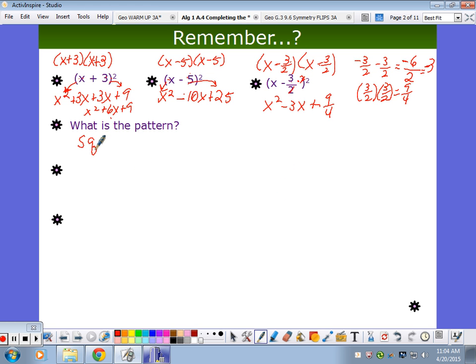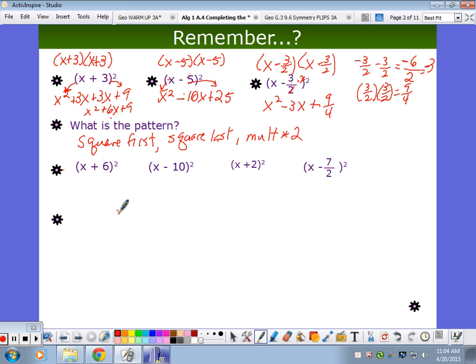So you basically square the first, square the last, and then there's a multiply times 2 going on, right? So let's see if we can do these a little faster now. So what's this going to be? x squared. And then you can square that. Square the first, square the last. Then what happens with this? 36. This times this times 2. Plus 12x.